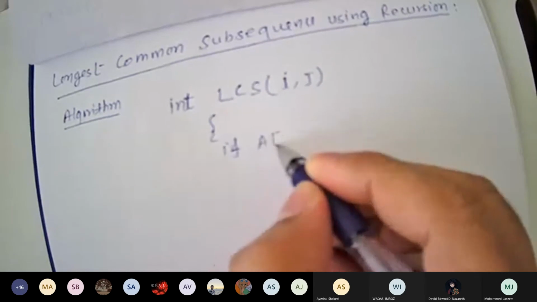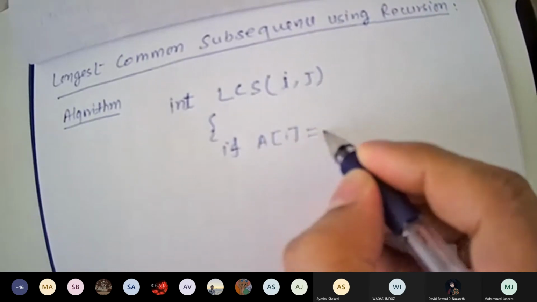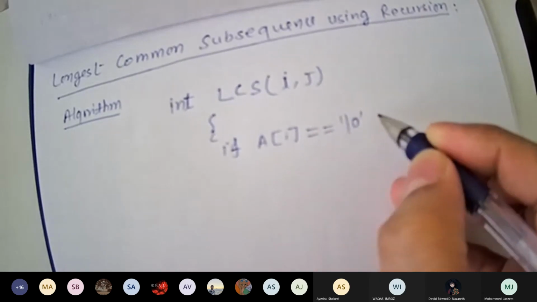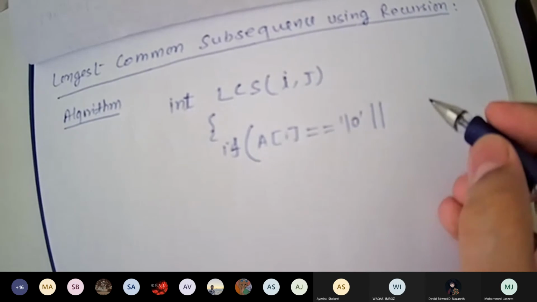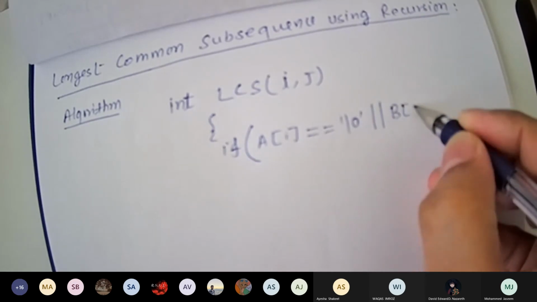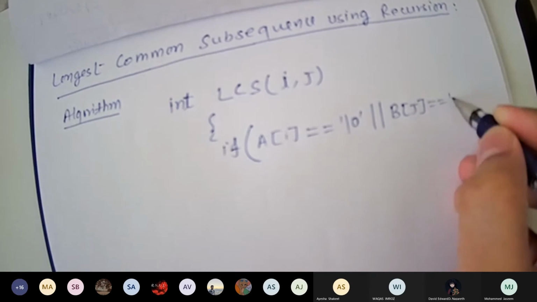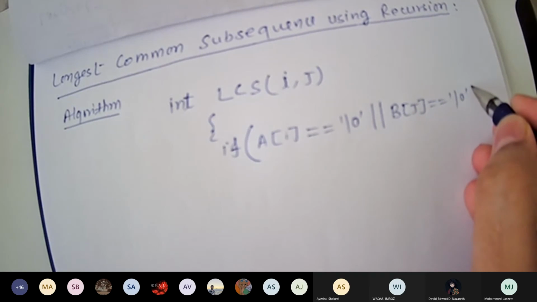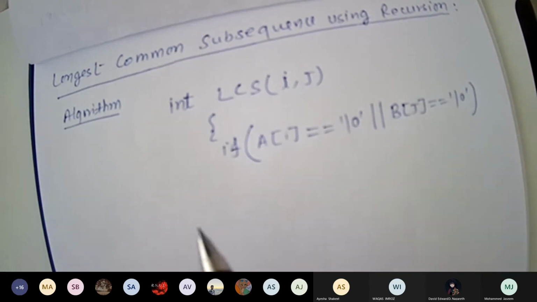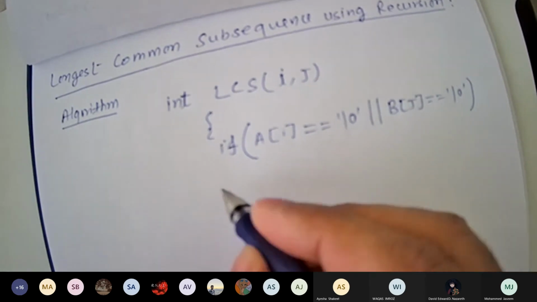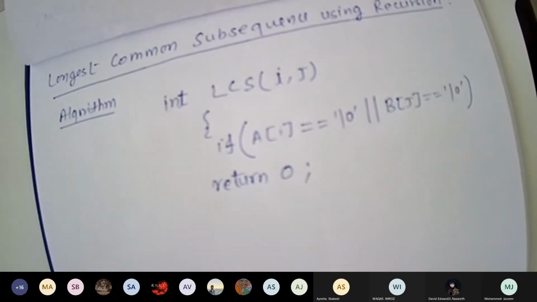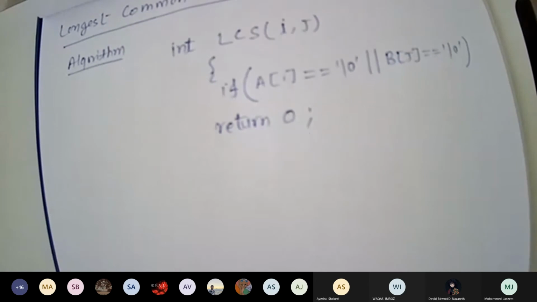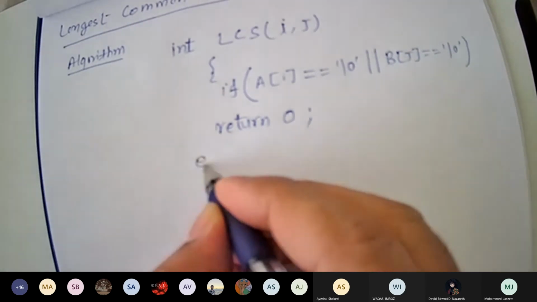If a of i equal to 0 or b of j equal to 0. This 0 is a marker. I will just tell you how it will work. And what you have to do? Return 0.